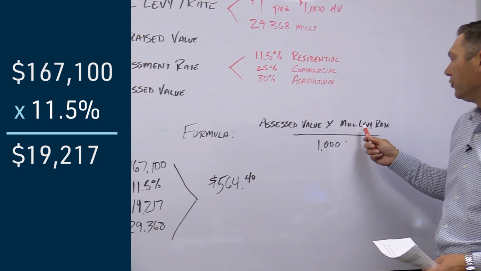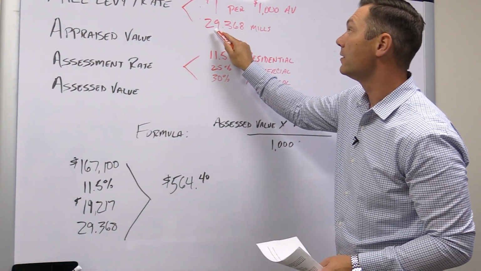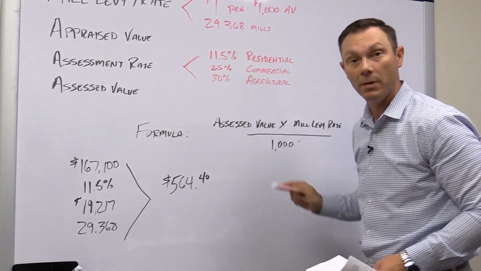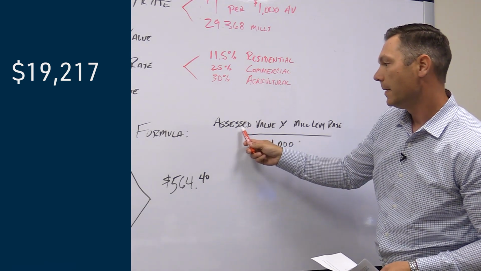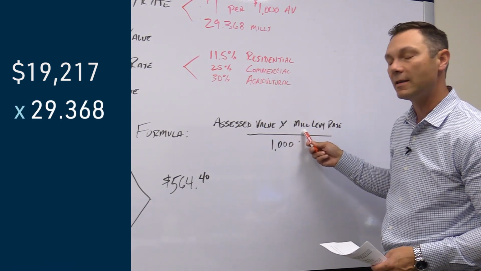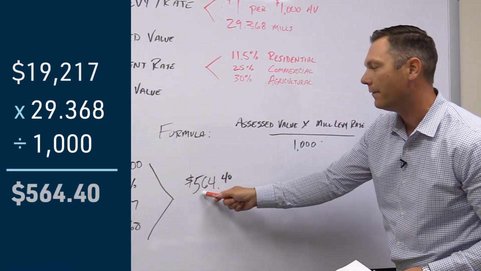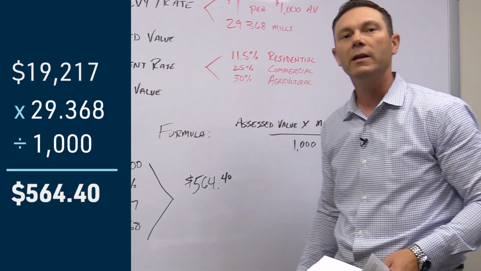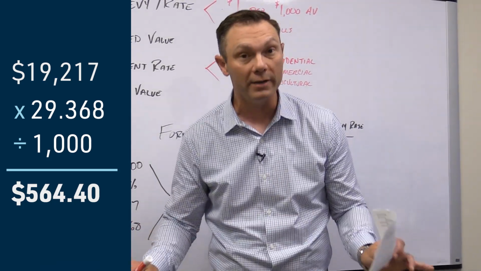So again, go to our formula. Assessed value times our mill levy rate. In the county, our mill levy rate is 29.368 mills. That's the 2023 mill levy rate. So you take your 19,217 times 29.368, divide by 1,000, and this household would have approximately $564.40 of property tax. That's the formula. Real quick rundown on what it looks like.